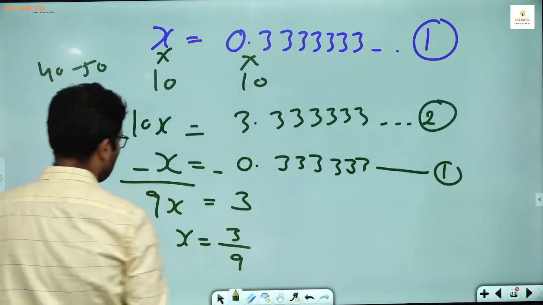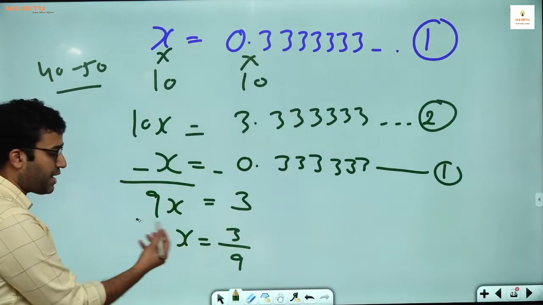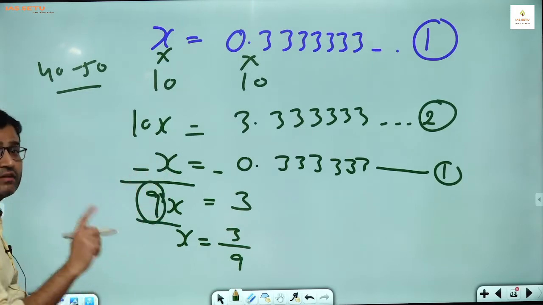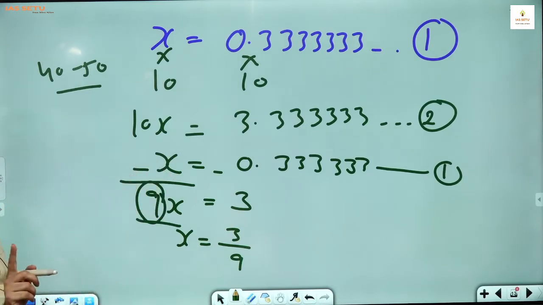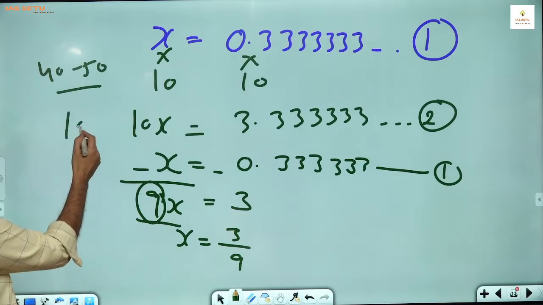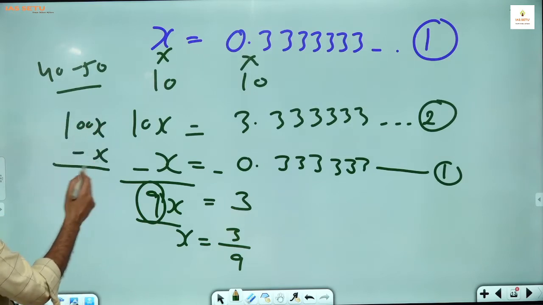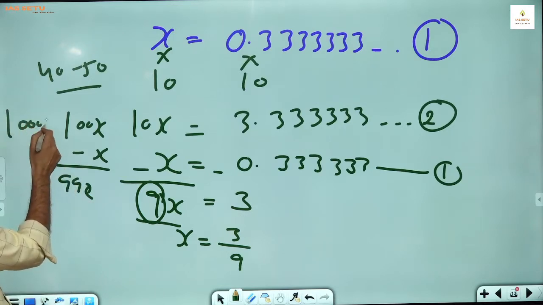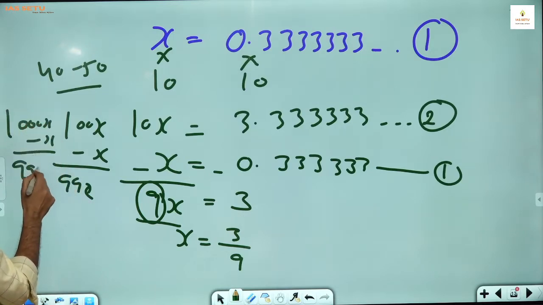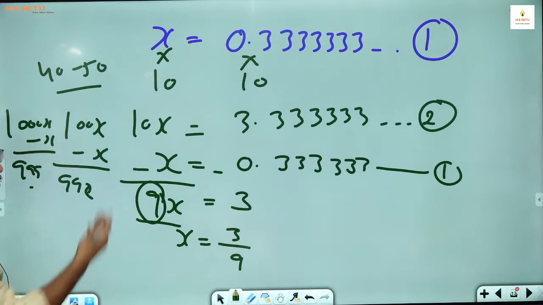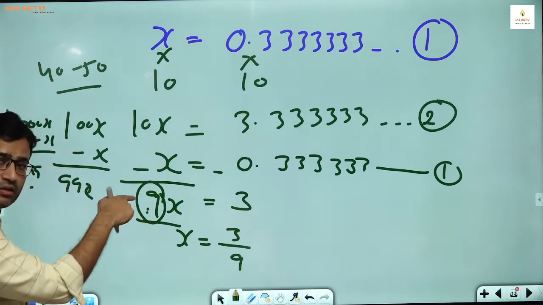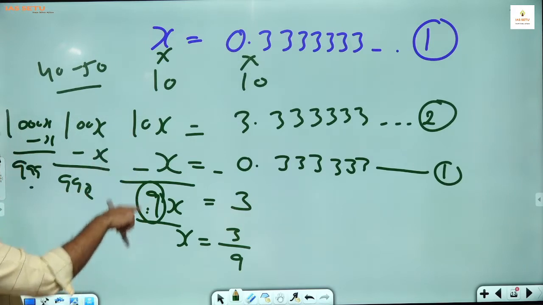Now here, we are getting 9x. Why? 10x minus x. In some questions, it can be 100x minus x, so we will get 99x. In some questions, it can be 1000x minus x, so it will be 999x. So it depends on the questions. Here we get 9 because of this type of calculation.